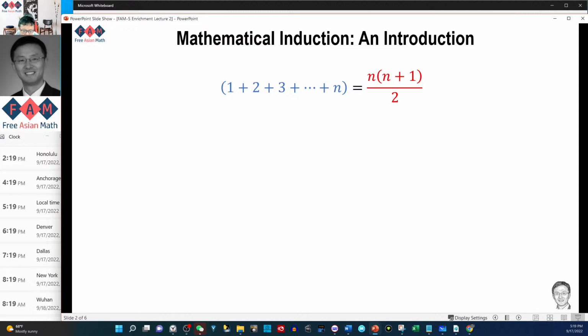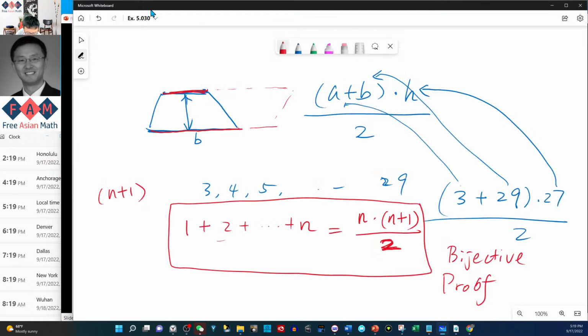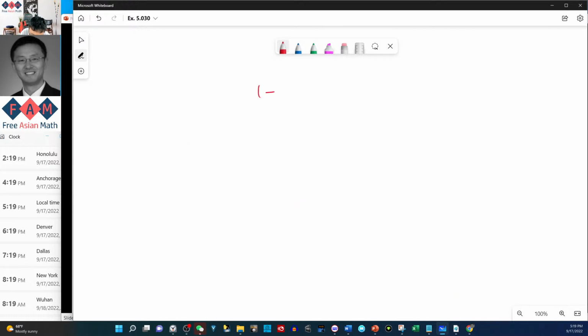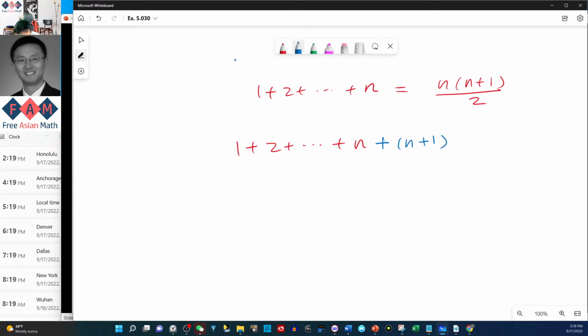We have 1 plus 2 up to this number n. But how about the next one? If we add another, the next number would be n+1, meaning that if we do know 1 plus 2 plus 3 up to n equals n times n+1 divided by 2, we still don't know whether this will continue to be true. If we add one more, will this also be true?